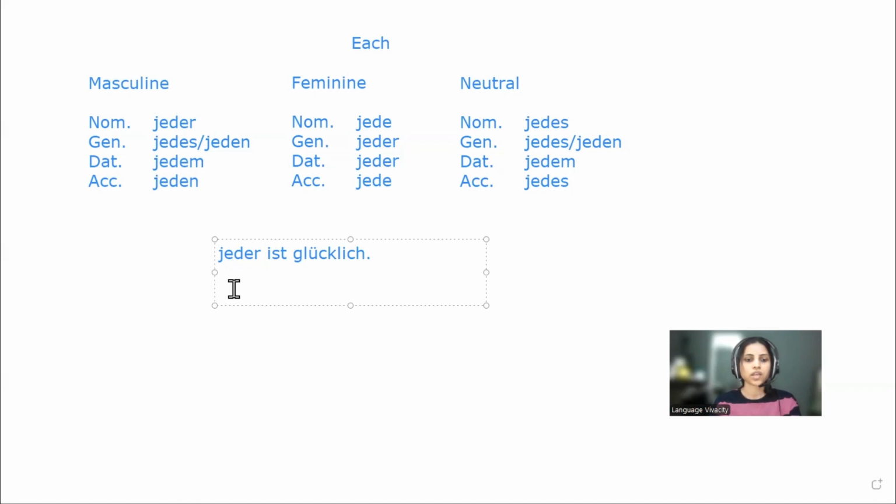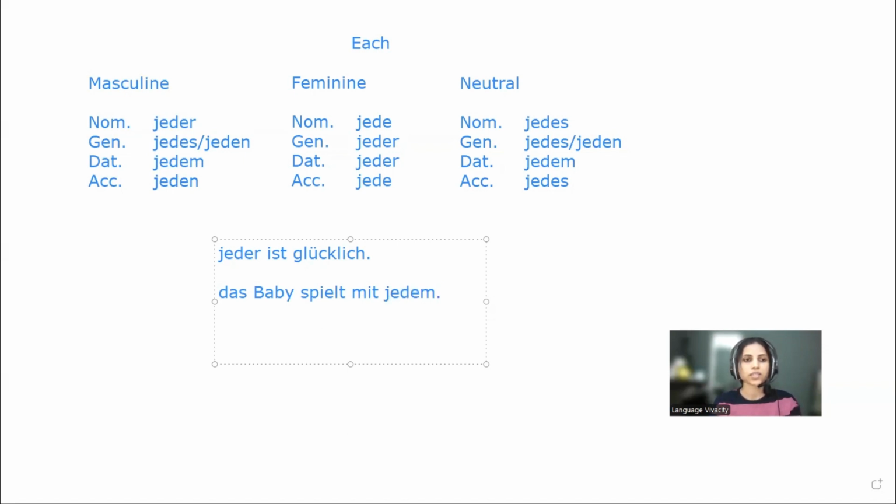Now the next example is, Das Baby spielt mit jedem. Since we are using the preposition mit here, that is with, the baby is playing with each person. Since we are using the preposition mit, the next pronoun or noun will be in dative form. So here the article will also change into dative form. Hence we have it here as jedem, that is dative. Das Baby spielt mit jedem.